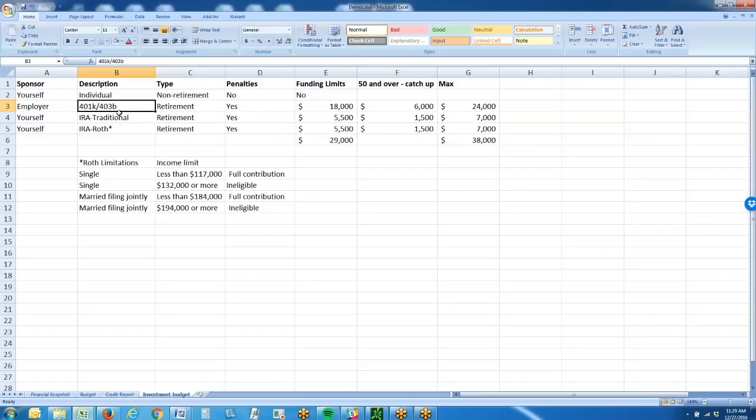Even if you're not managing on your own, having this information helps you feel more confident even in communicating with people who are managing your funds for you.